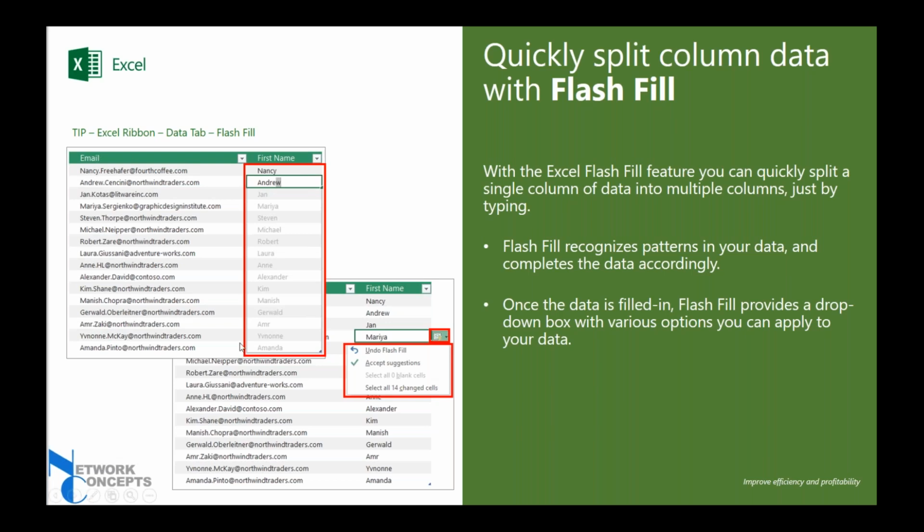So here's my example. I have all these emails, and these aren't anybody's emails, so don't worry. I have Nancy, Andrew, Jan, and so I started typing the first names, Nancy, Andrew, and then flash fill is like, hey, I recognize that. So you're writing the first name of the email. It gives me these suggestions, and all I have to do is accept, and boom. Done. My data is complete.